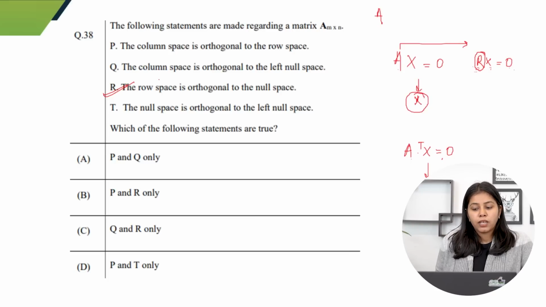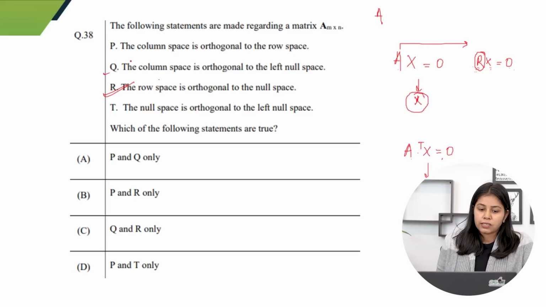So if I'm multiplying my column space with this X, and this is the left null space, I'm getting 0. That means the column space is orthogonal to the left null space. That is, Q is true. And they are saying the column space is orthogonal to the row space. That is not true because we do not know anything about that.